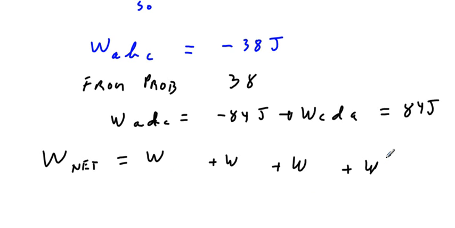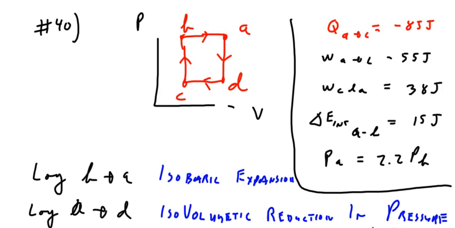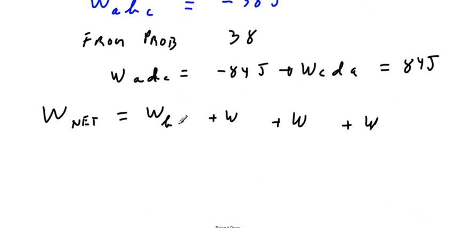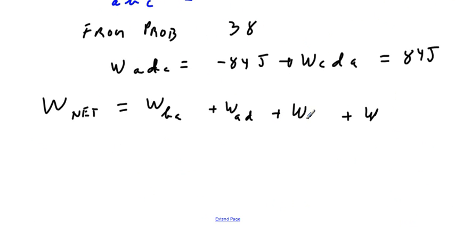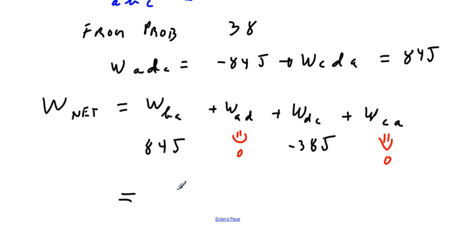Alright. So I'm starting at B, right? So B to A, A to D, D to C, and C back to B. Now two of these guys are zero. This guy's zero and that guy's zero, because there's no change in volume. All right, so B to A is my 84 joules, and D to C is my minus 38 joules. So the net work has to be 46 joules.